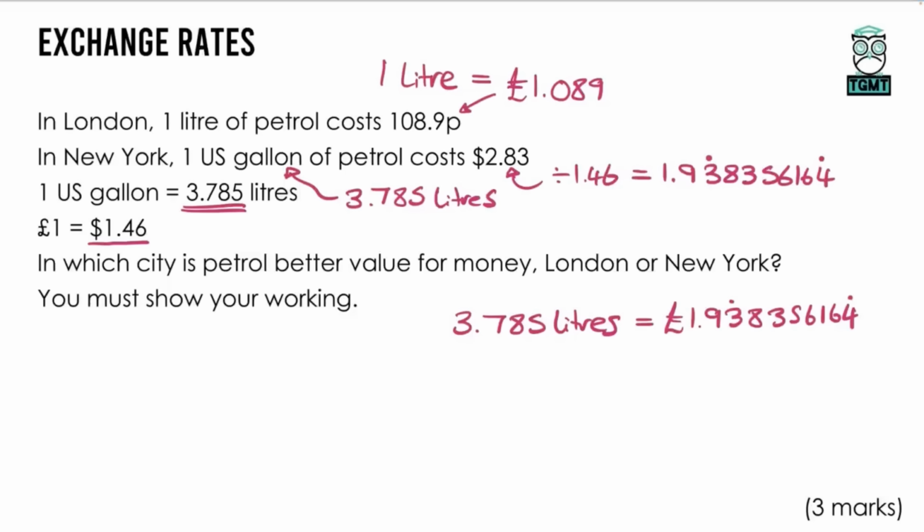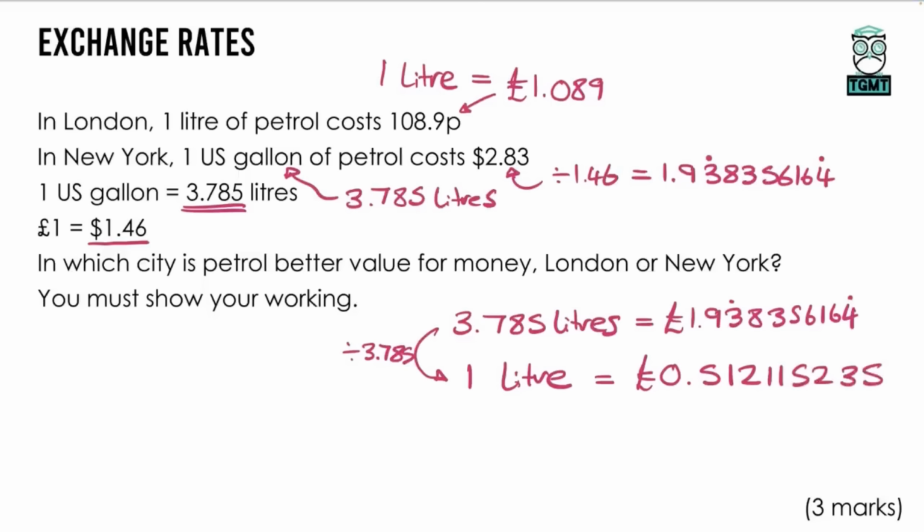Now I want to know the value, not for 3.785 litres, but I want to know the value of 1 litre. So to get there, I just need to divide by 3.785, and that's going to tell me the value of 1 litre. I'll just do the same to the other side as well. So if we do that, we have the big long decimal there divided by 3.785, and that comes out as 0.5512115235.